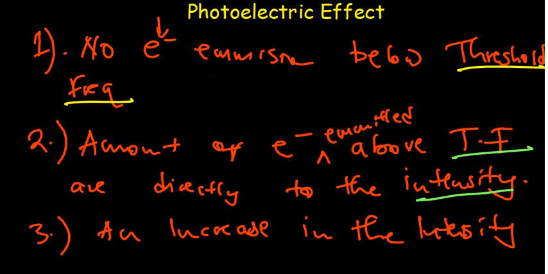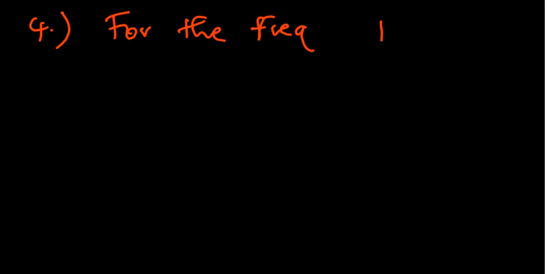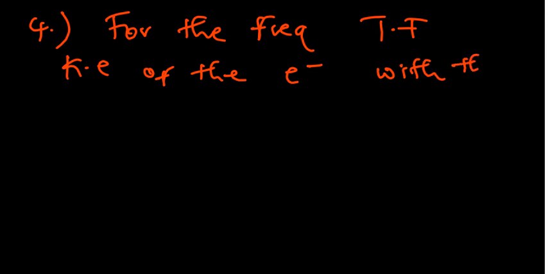Then finally, number 4: for frequency above the threshold frequency, the kinetic energy of the electrons increases with the frequency. I believe you understand what that means. That introduces a very important formula for determining the kinetic energy of the electrons emitted from a metal surface due to the photoelectric effect.